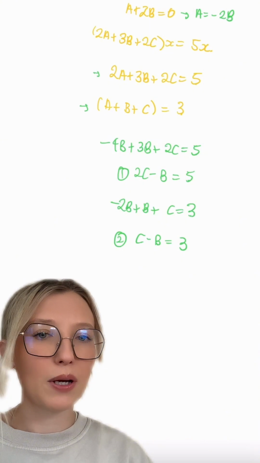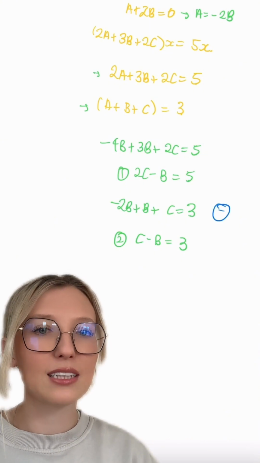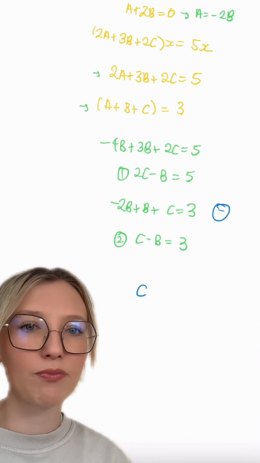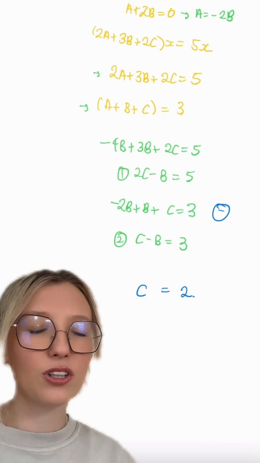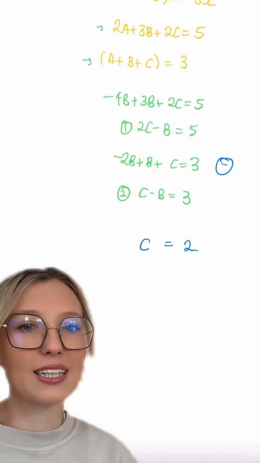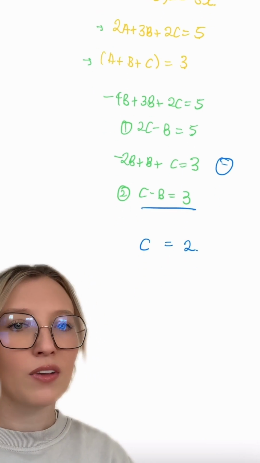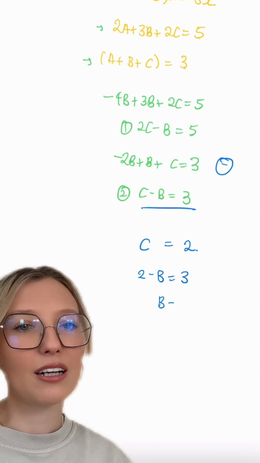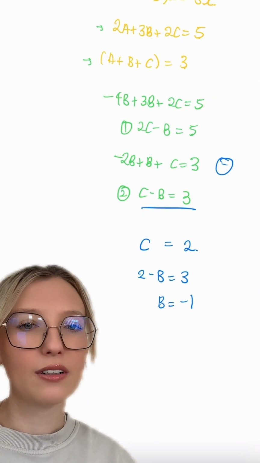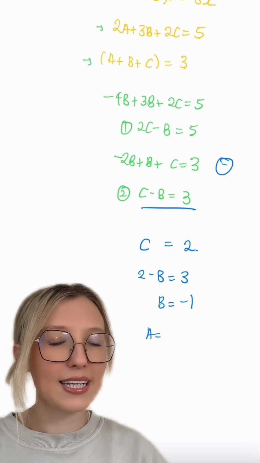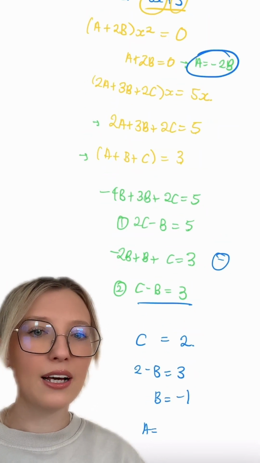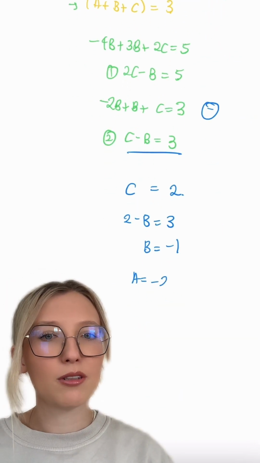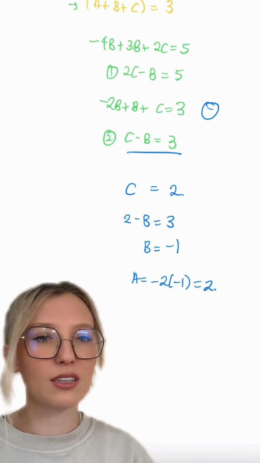We've now got 2 equations with 2 unknowns, so we can solve these simultaneously by subtracting them. So we're left with C equaling 2. Now we can plug this back into here to find the value of B, and we know C minus B equals 3, so B then must have a value of minus 1. Now we've got that, we know A is equal to minus 2B, so all we need to do is minus 2 times by minus 1, which leaves us with positive 2.